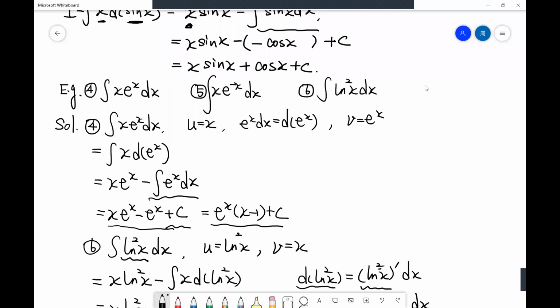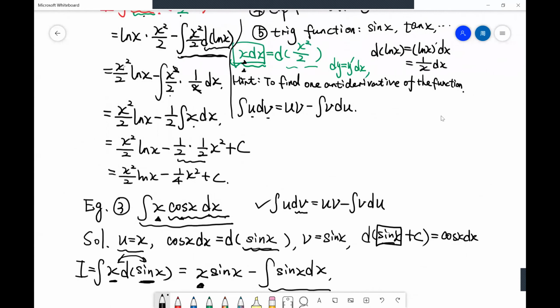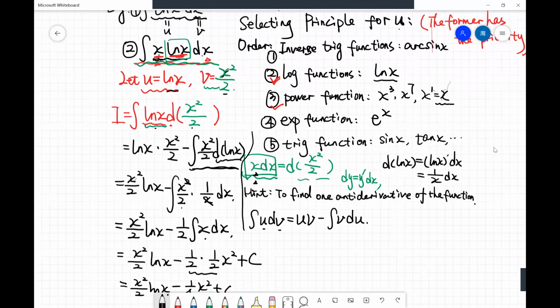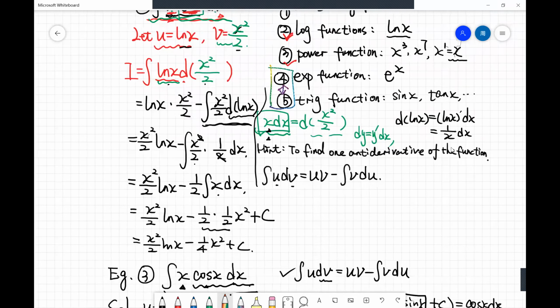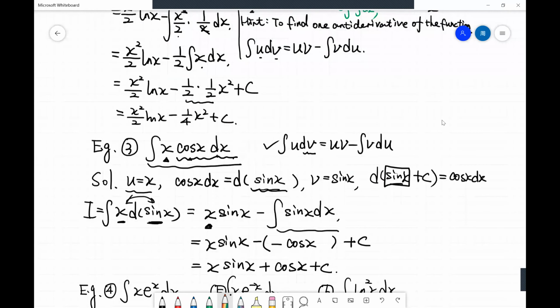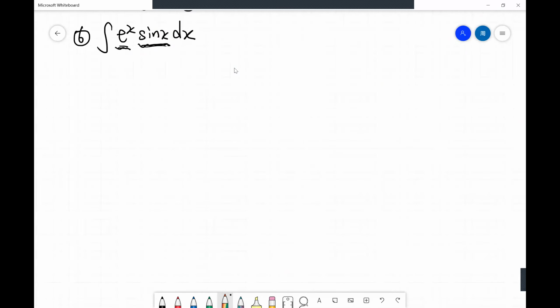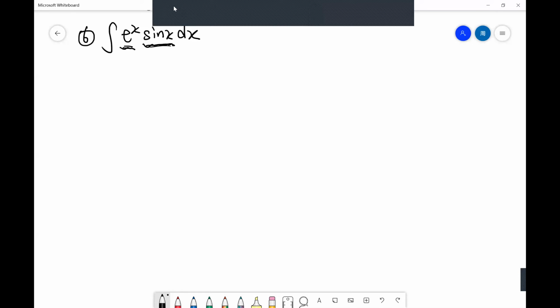So I will mark here. You can choose as you like. These two can be exchanged. They can be exchanged. Okay. So here, please solve question number 6. I will give you maybe 3 to 5 minutes to solve it. And then we will learn the next part.